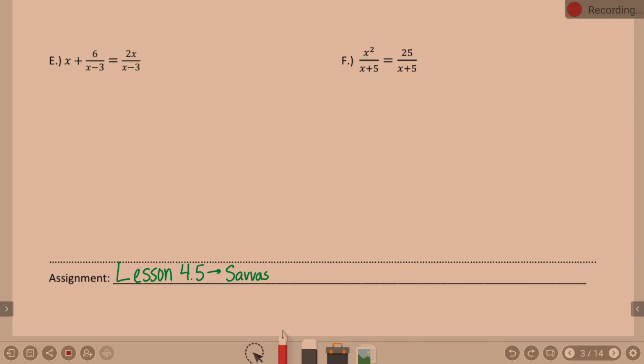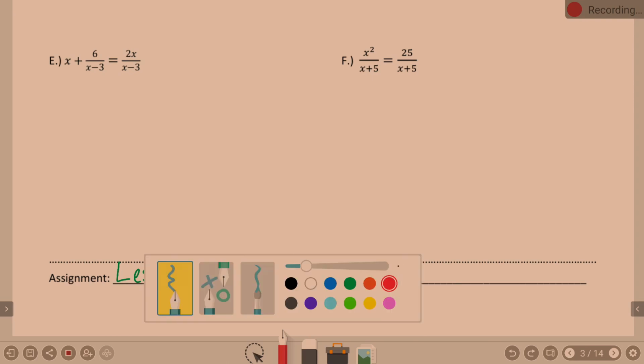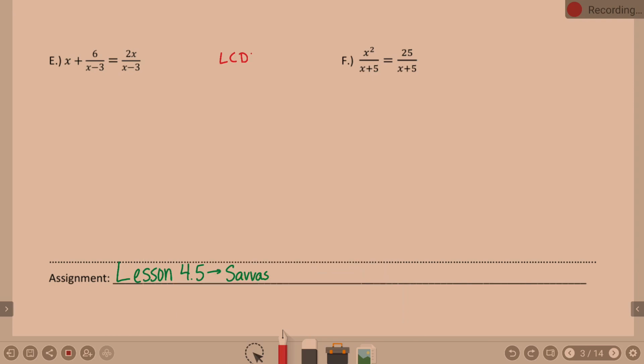Okay. What about E? Any factoring? No factoring. Least common denominator? Only thing we have is x minus 3. So what are we doing on both sides of this equation? Multiplying by x minus 3.